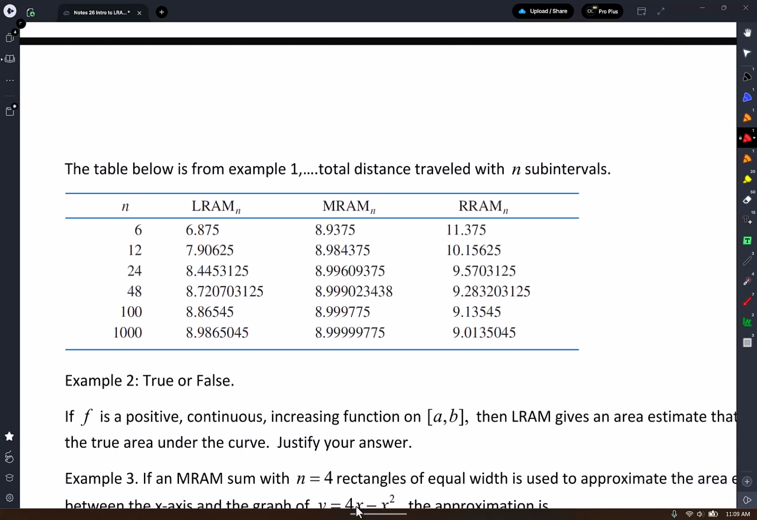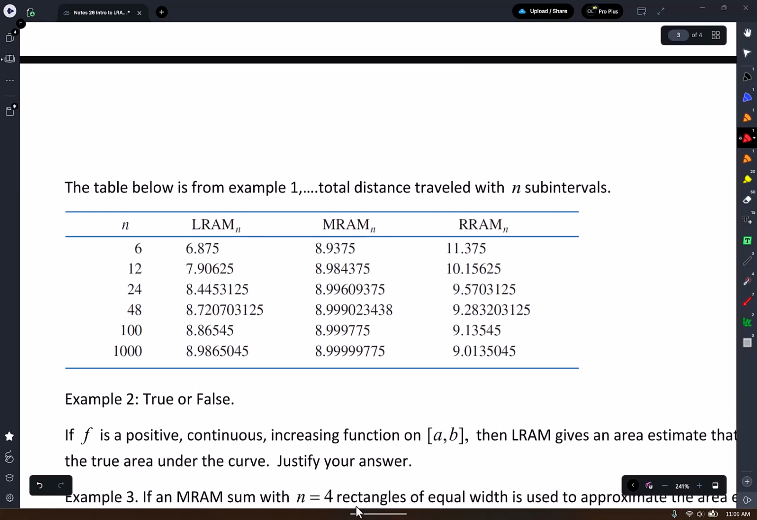This is for example 1. Oh, so it's almost like finding the limit from the left to the right. See, it's the whole limit thing. Look, if I have 6 rectangles, did we get 6.875? Did we get 11.375 for RRAM? Did we get 8.9375? Look what happens if I have 12 rectangles: 7.9, 8.98, 10.1. LRAM, MRAM, RRAM, respectively.